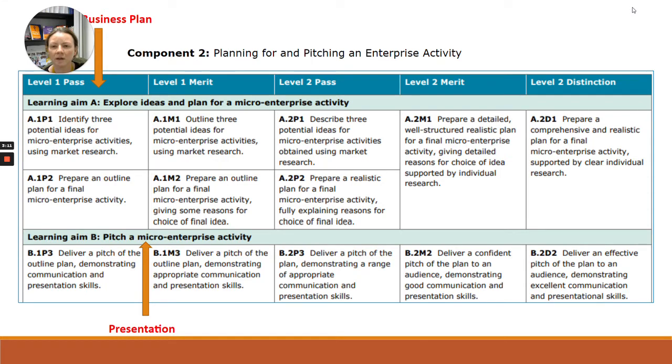But the students are well aware of what they've got to include within that plan. And you can see, to get up to the distinction level, they've got to prepare a comprehensive and realistic plan for their micro-enterprise supported by clear research. And you can see, just getting to that merit, they've got to give detailed reasons for their choice of ideas, but that's throughout the plan. So for the type of finance that they're using for that particular business, they've got to justify it. The resources that they're using for that business, they've got to justify it.